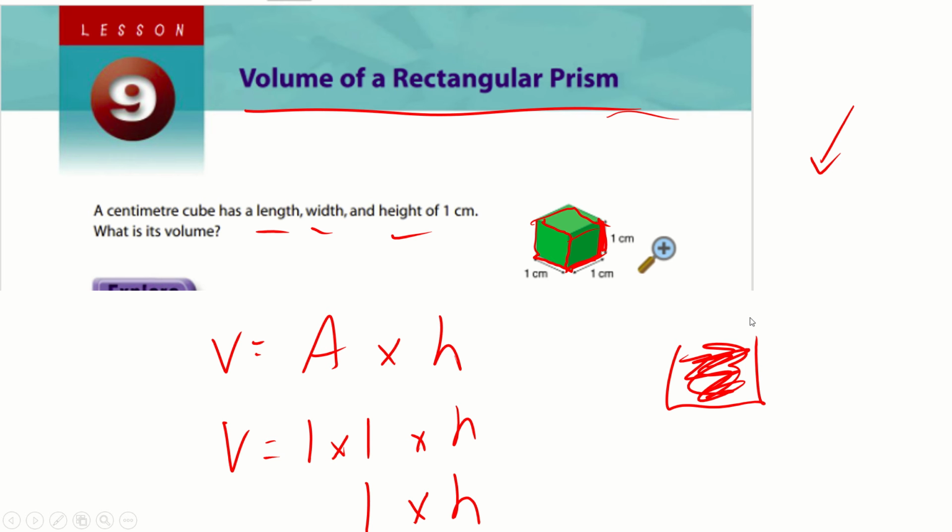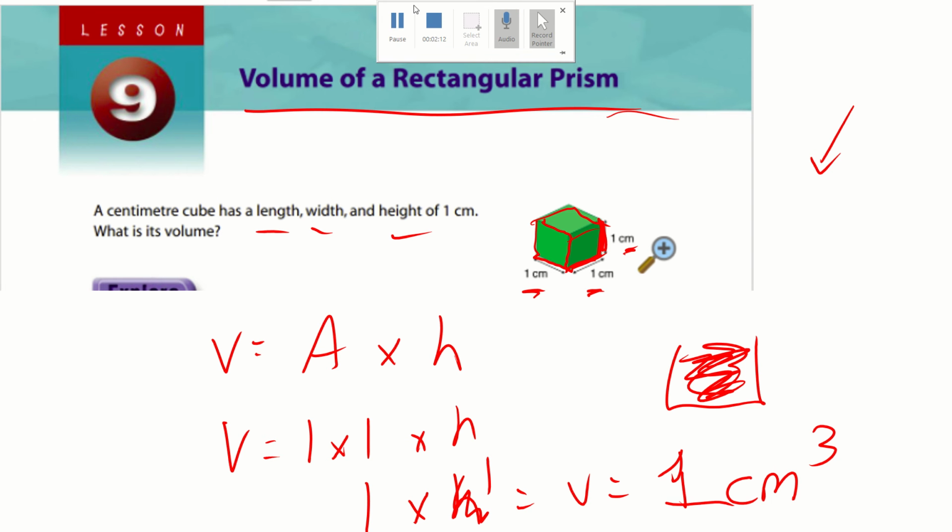So one of my formulas is volume equals area times height. Here, my volume is 1, because I do 1 times h, which is 1, and I get 1 centimeter cubed. And you're going, well, why cubed now and not squared? The reason why is volume. We're multiplying this centimeter with this centimeter and this centimeter, so it becomes a cube.